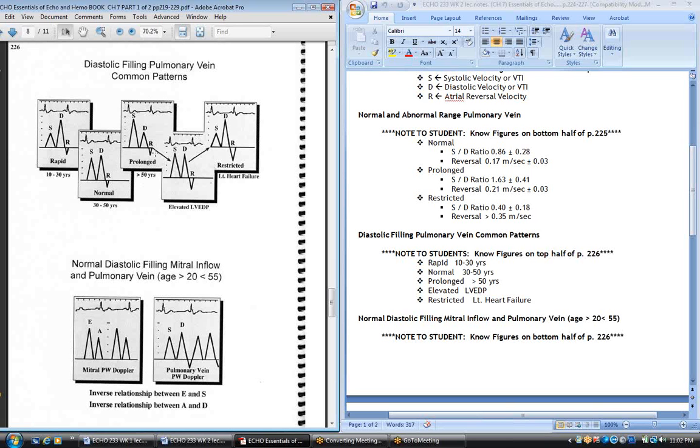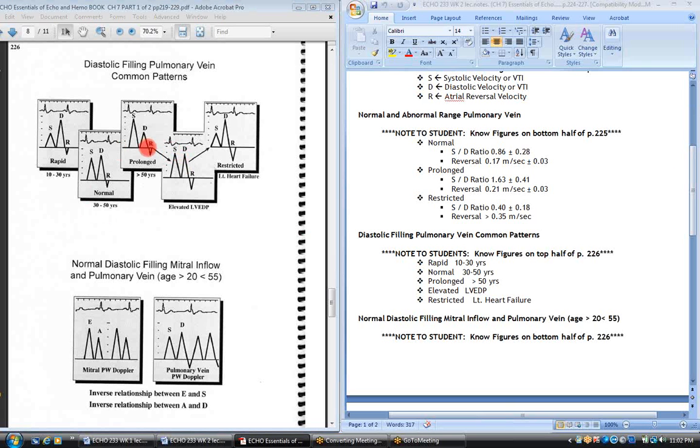You have your prolonged, which corresponds with grade 1 diastolic dysfunction. Your S is very large, smaller D, little r. Elevated left ventricular end diastolic pressure. When the S and the D start to become the same and your R starts to get larger, this is in between the prolonged and the restricted. This is the step in between prolonged and restricted.